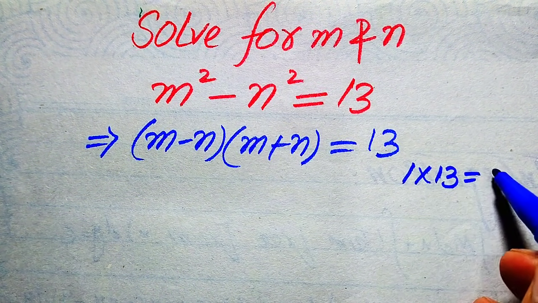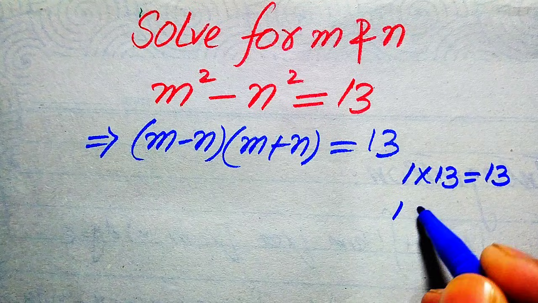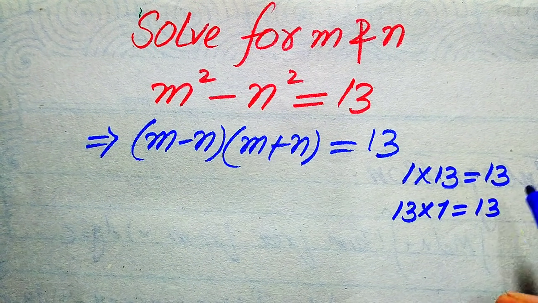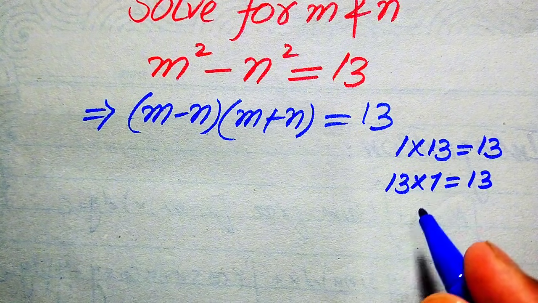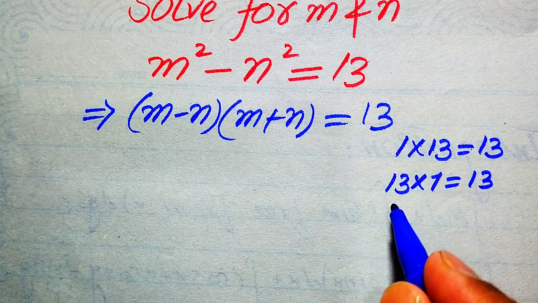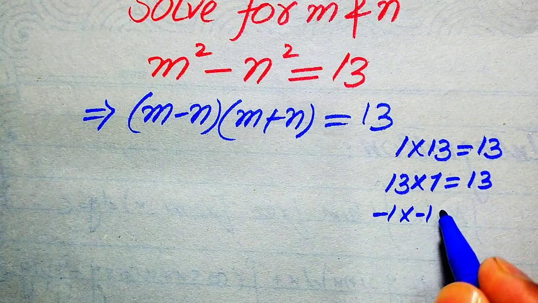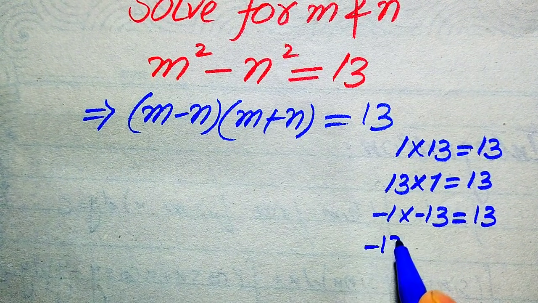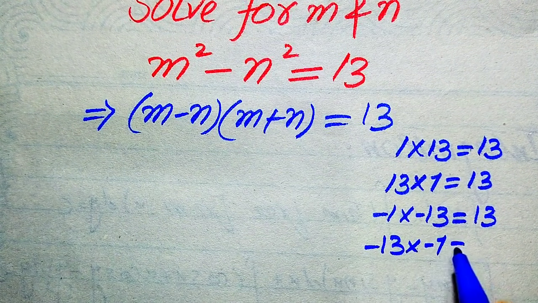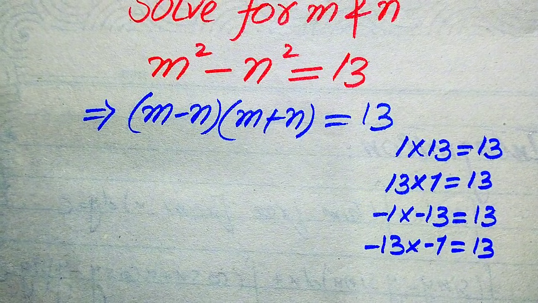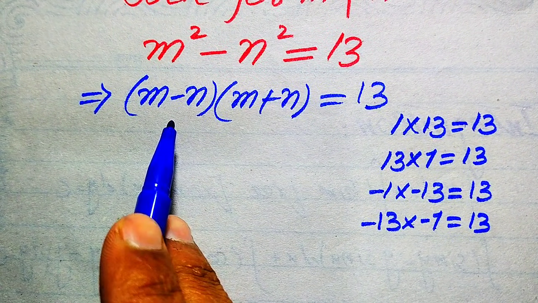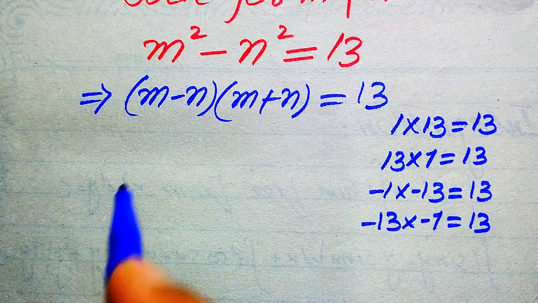So here the possible values in which we get the product of two numbers becomes 13 is that 1 multiplied by 13 is equal to 13, and 13 multiplied by 1 is also 13. So here we have minus 1 multiplied by minus 13 is also equal to plus 13, and minus 13 multiplied by minus 1 is also plus 13. So we have these four possibilities.